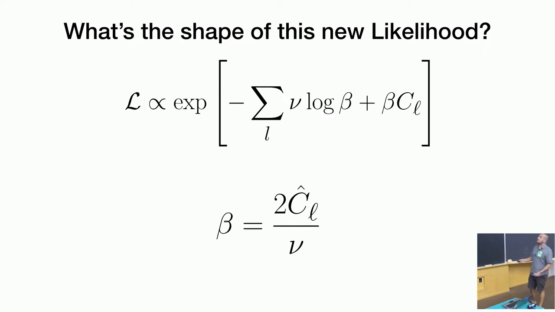So we started from the question, what's the shape of this new likelihood? The shape of this new likelihood is this. We just took the terms that are important in the process of maximizing this likelihood. We have two terms summed over all the multipoles. The first term is the number of degrees of freedom times the logarithm of the average of the C_L, which in this case is our model. Plus the exponent that we saw earlier.